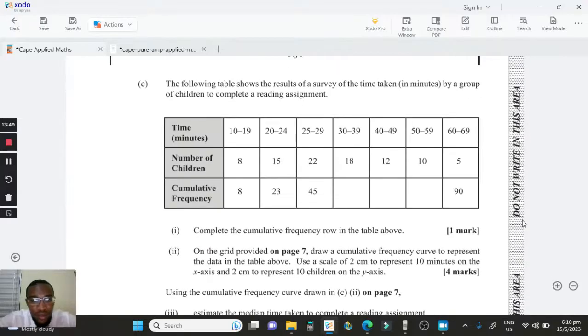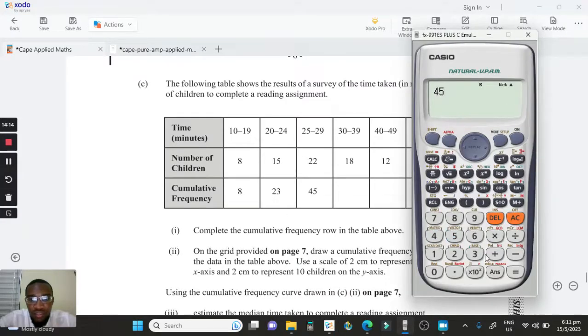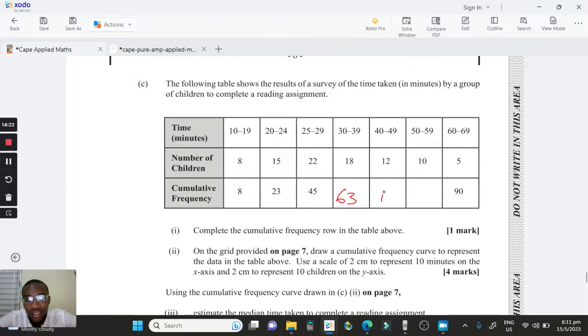All right. Now, this question, they said the following table shows the results of a survey of the time taken in minutes by a group of children to complete a reading assignment. All right, so now we need to complete the cumulative frequency. 8 and 15 is 23. 23 and 22 is 45. So we need to add 45 and 18. So 45 plus 18, that is giving us 63. So we can put our 63 right here. Add 12, that's 75. Add 10, that's 85. Plus a 5 is 90.